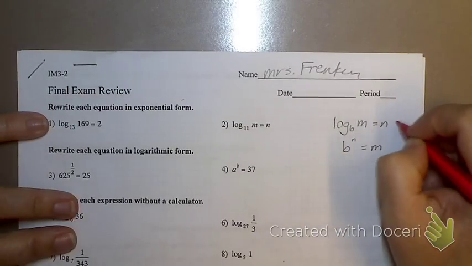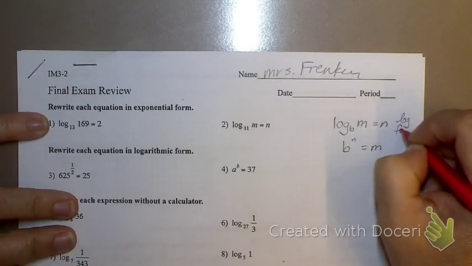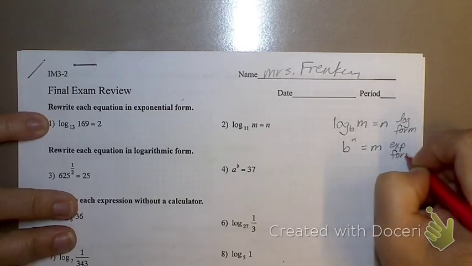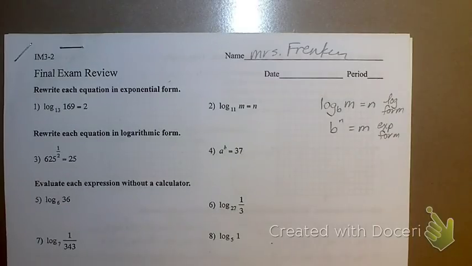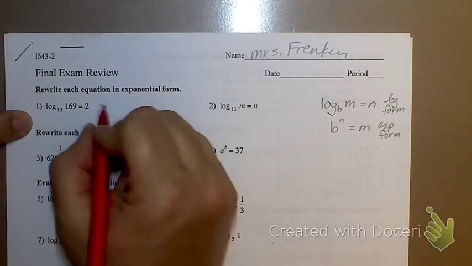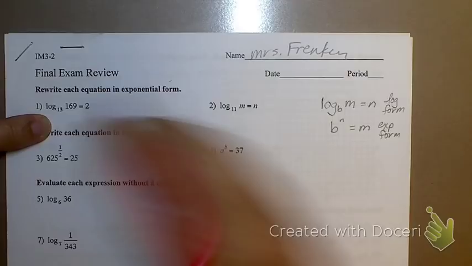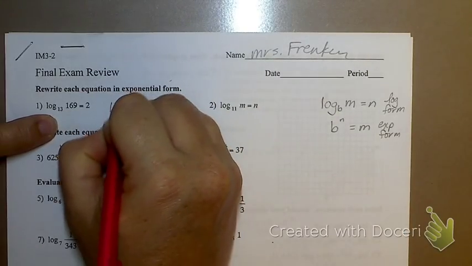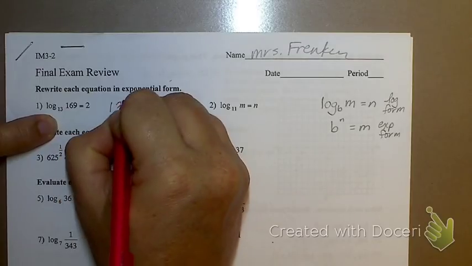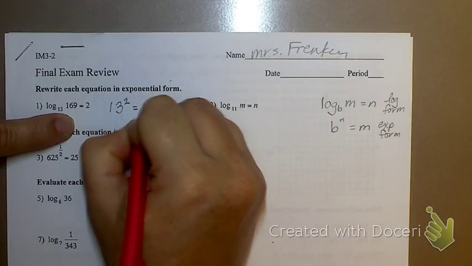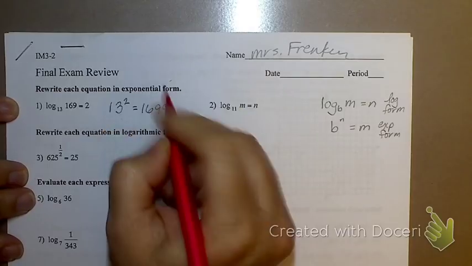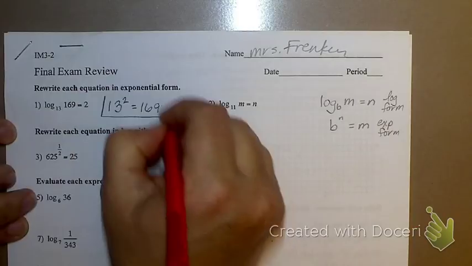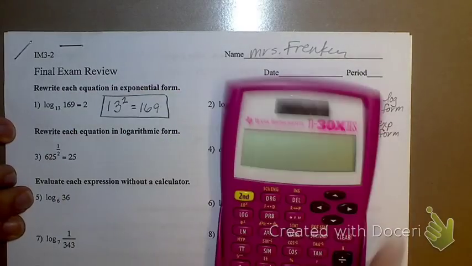So we have log form, and we have exponential form. All right? So, rewriting in exponential form. Log base 13 of 169 equals 2. In exponential form, my base is still 13. My exponent is 2. 169 would be the answer. And what I have written should be a true statement. 13 to the second power is 169.